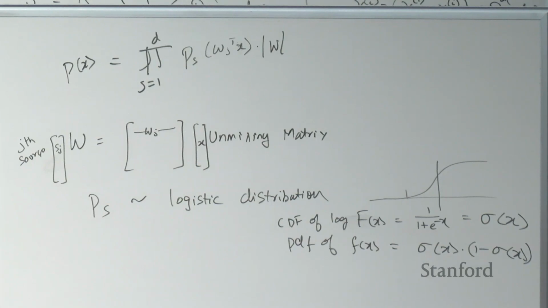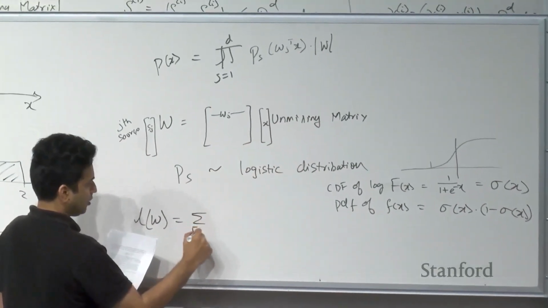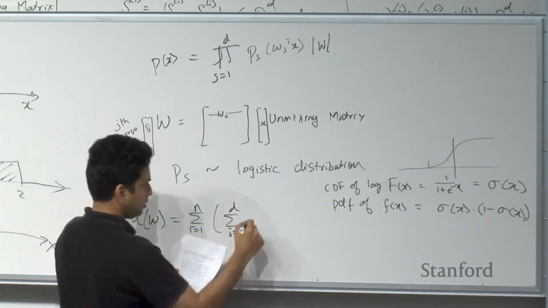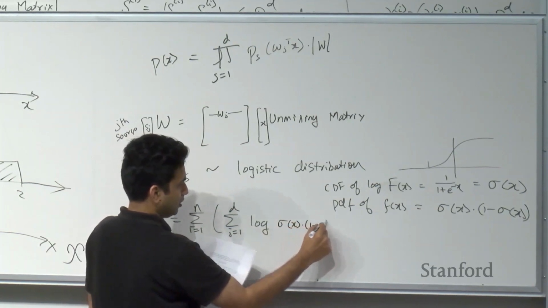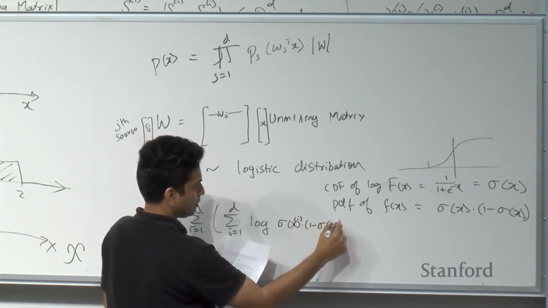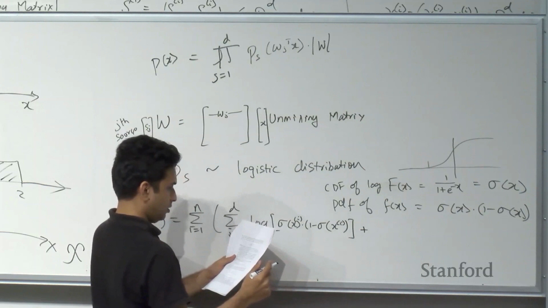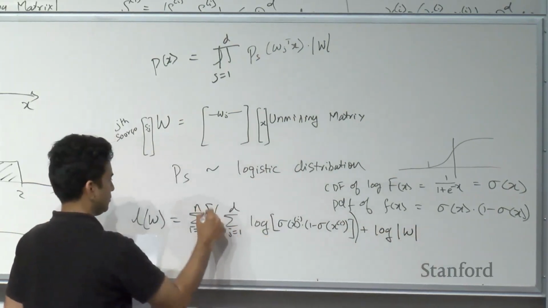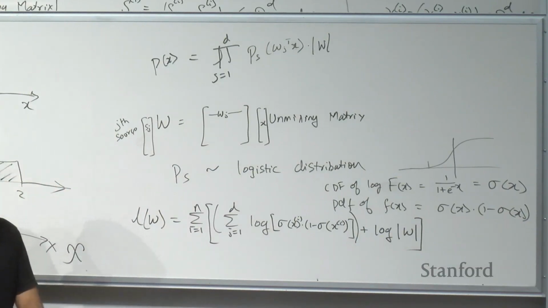So we assume that the sources are distributed according to the sigmoid distribution, which gives us, we can write the L of W, where the parameter here that we are training is W, is the sum over i equals 1 to n, sum over j equals 1 to d, of the log of the PDF, which is sigmoid of Wj transpose xi times 1 minus sigmoid of Wj transpose xi, right, plus log determinant of W. So the parameter that we are interested in here is just W.